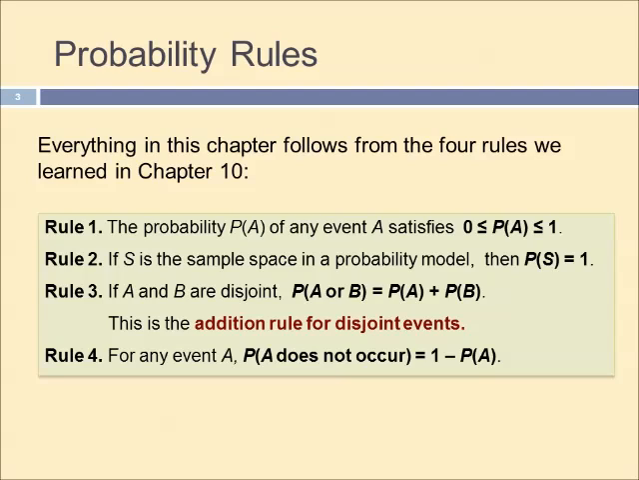The probability of any event is between 0 and 1. If S is the sample space, then the probability of S is equal to 1. In other words, all the probabilities add up to 1. If A and B are disjoint, then the probability of A or B occurring is the sum of their probabilities. And for any event A, the probability that A doesn't occur is 1 minus the probability that it does.